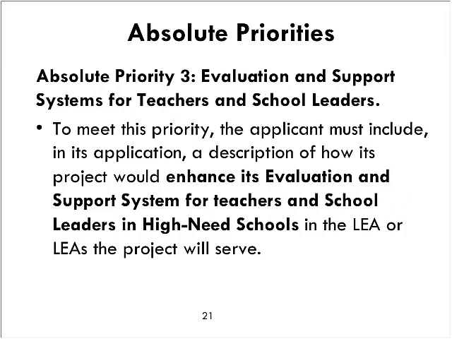And then finally, absolute priority 4 is going to address enhancements to the evaluation and support system that would address school leaders and teachers in high-need schools. So absolute priority 2 focuses strictly on teachers. Absolute priority 3 focuses on school leaders, and absolute priority 4 focuses on teachers and school leaders. Keep in mind again that you have to address absolute priority 1 and either 2, 3, or 4, but not all of the above.